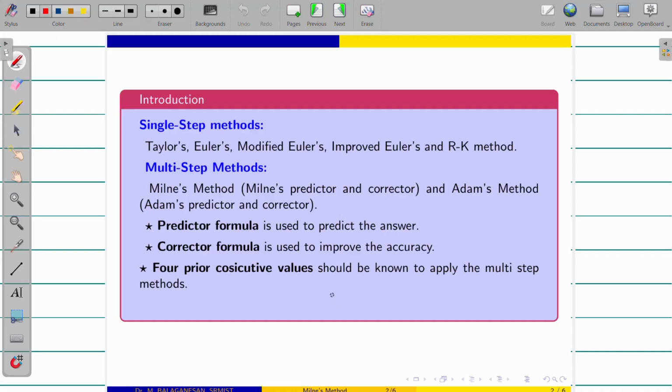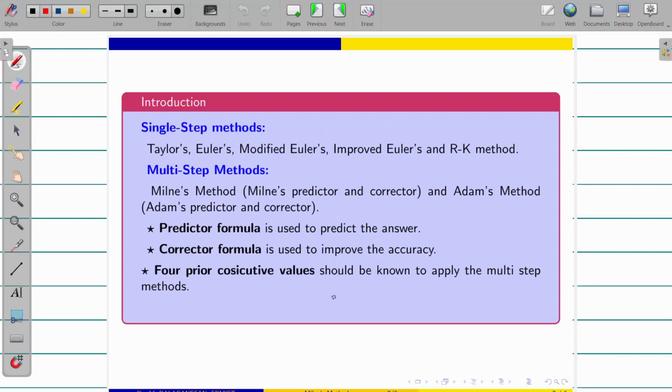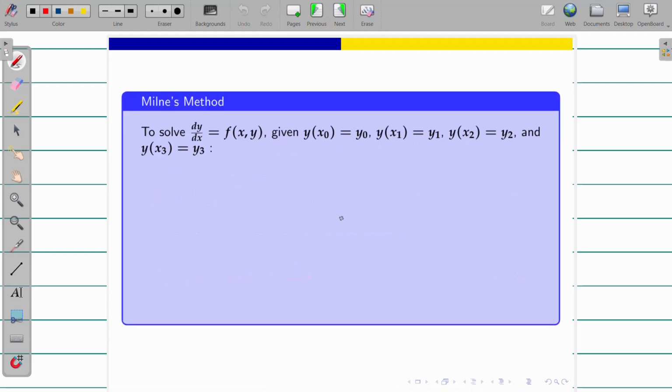Right. And one more important thing here: if you want to apply Milne's method, we should know four prior consecutive values. The four consecutive values should be known, not a single value. Four prior consecutive values should be known to apply the multi-step methods. In your syllabus, you have only one topic, Milne's method. Right. Come to the topic now.